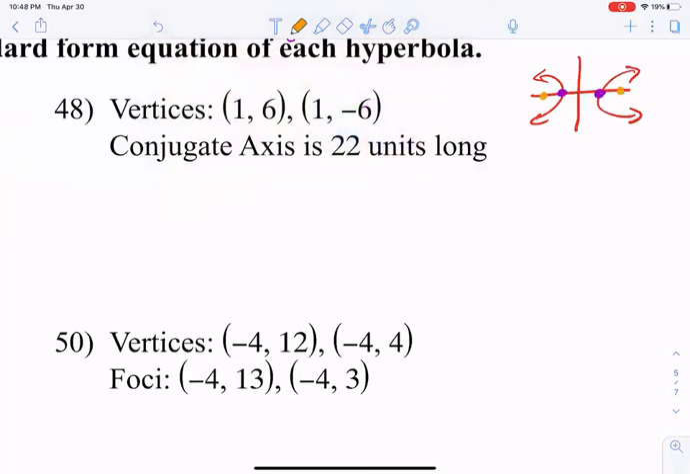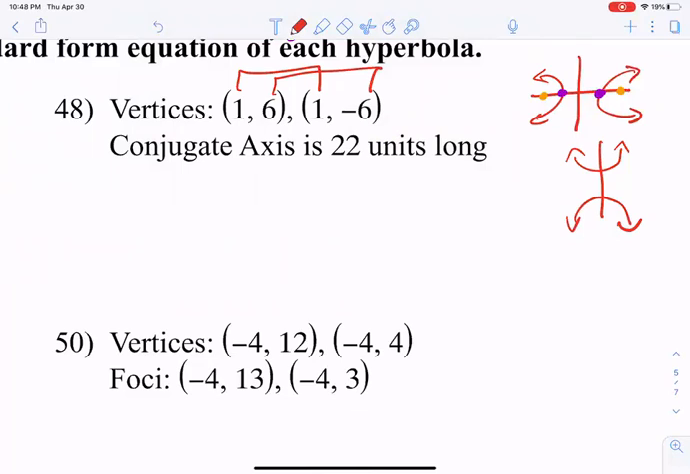And that's if it's a horizontal transverse axis, right? So here they give me the vertices. So the vertices are these numbers. These are fixed, so what's changing is the y component. So the hyperbola should look like this. So we're changing the length.